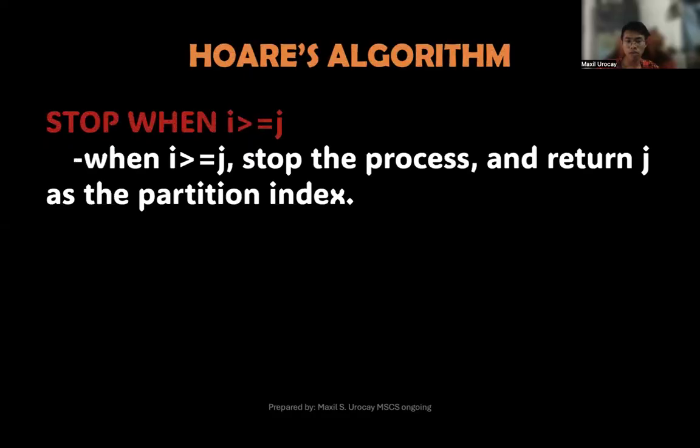When i is greater than or equal to j, stop the process and return j as the partition index. In this particular partition, you are not considering that your pivot is already in place. No, that's not necessary here.